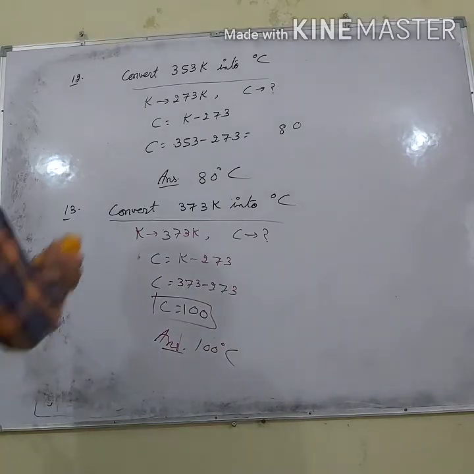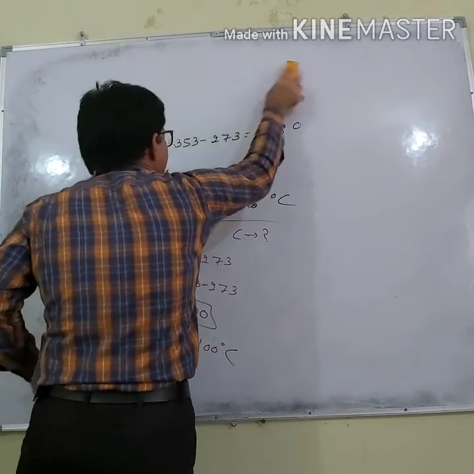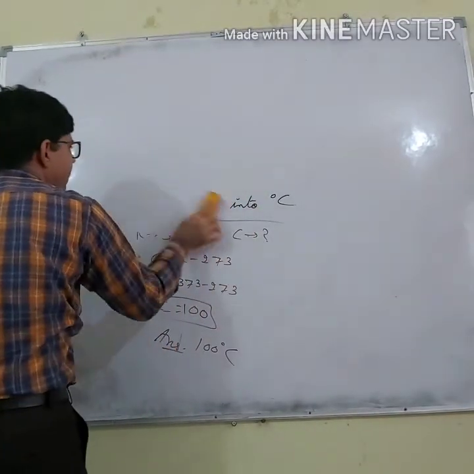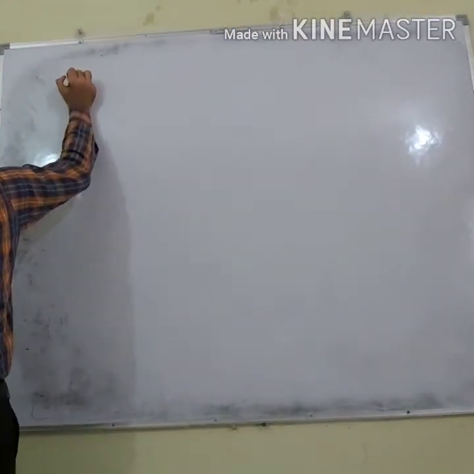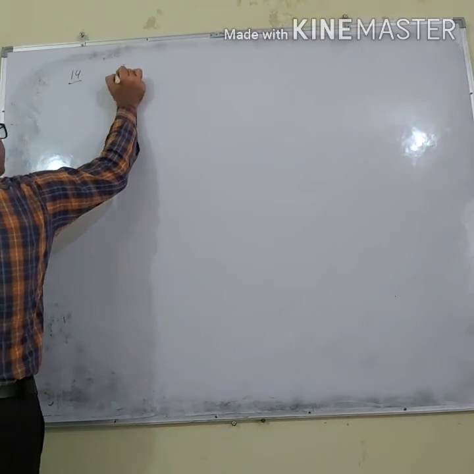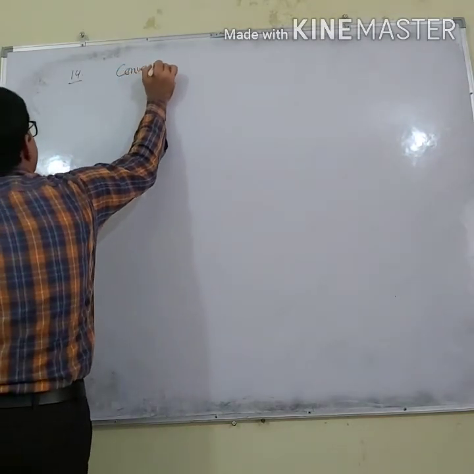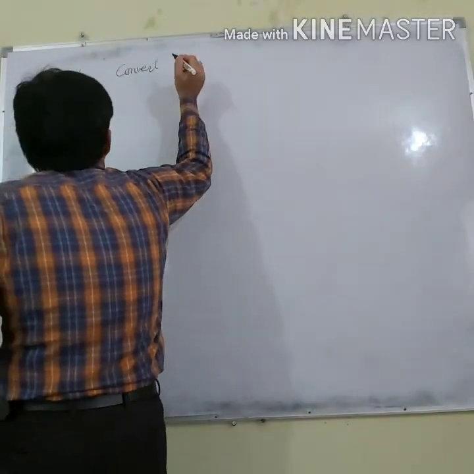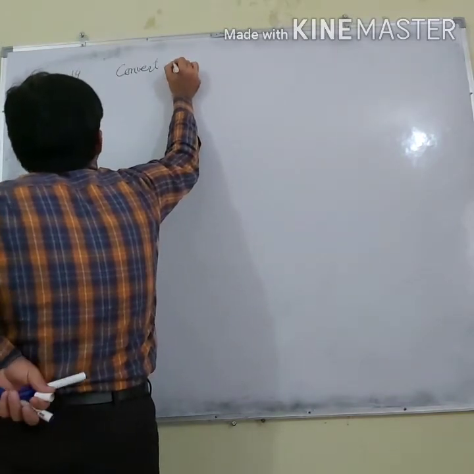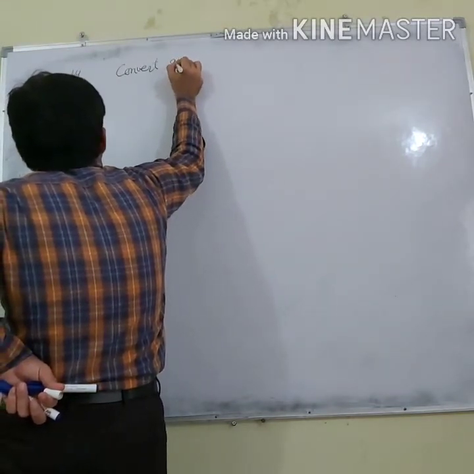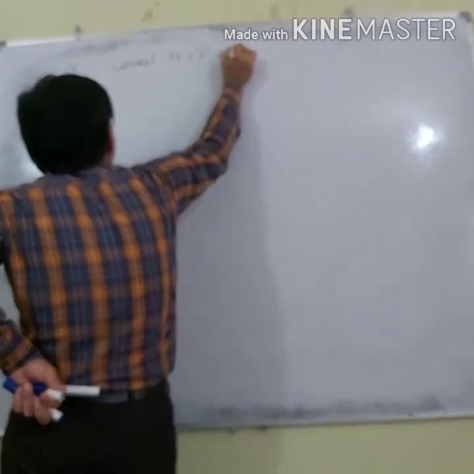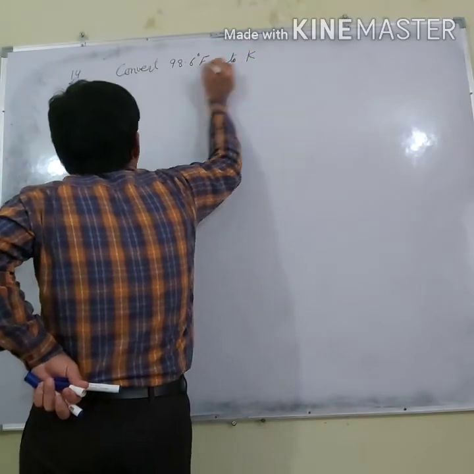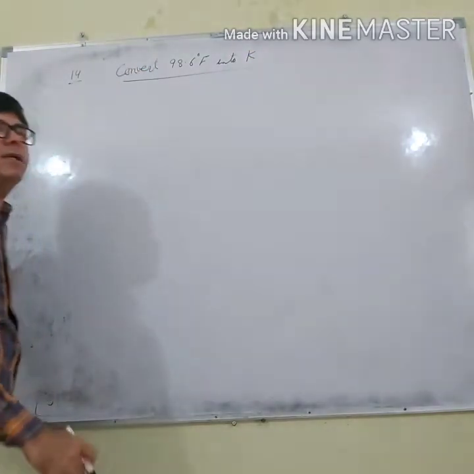Okay, let's do the last conversion. Okay, second last. Convert. Typical question, tough question I am asking. I think you are very intelligent. I am asking you to convert 98.6 degrees Fahrenheit into Kelvin. How will you do the conversion?